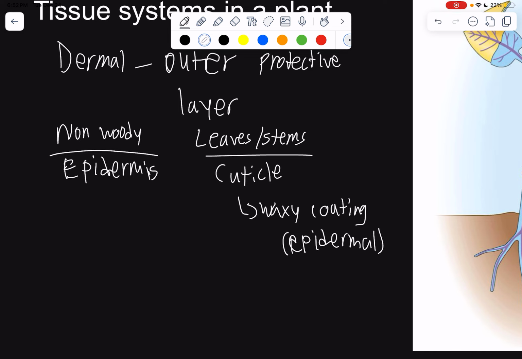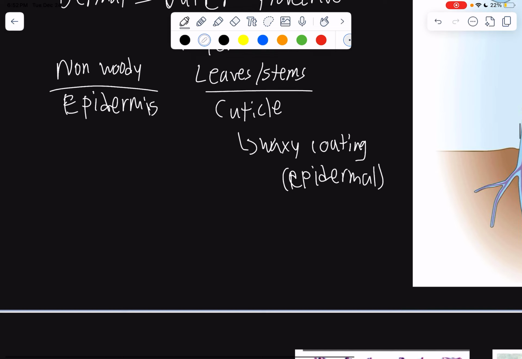and in woody plants, protective tissue called periderm replaces the epidermis in older regions of stems and roots. So in a tree, the outer layer would probably be tougher, so it would be replacing the epidermis with periderm. So let's write that down.